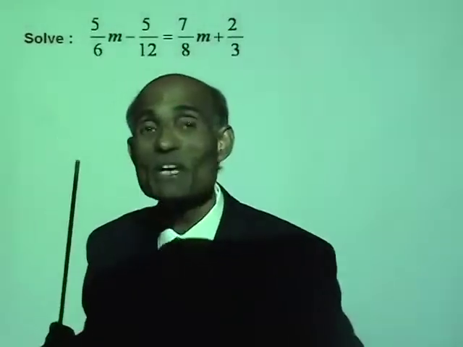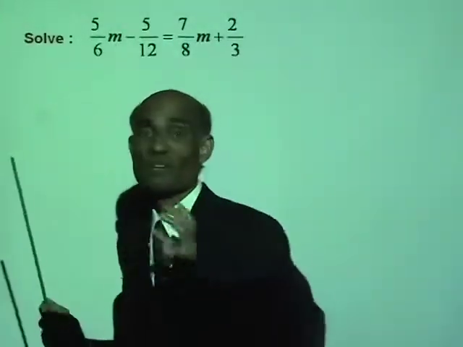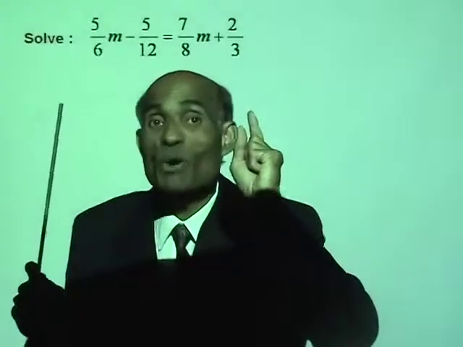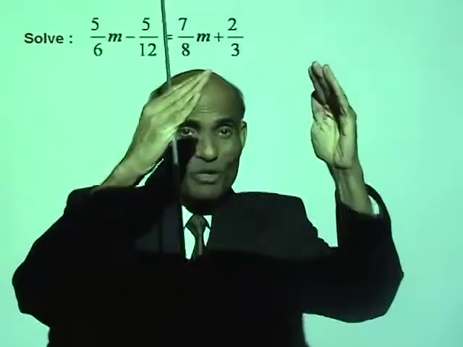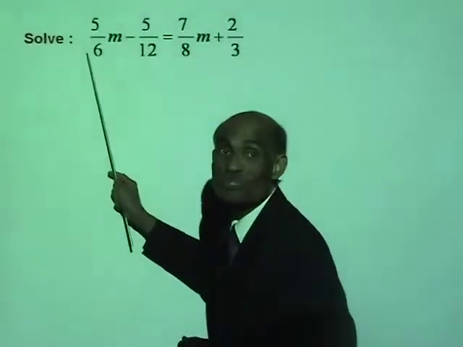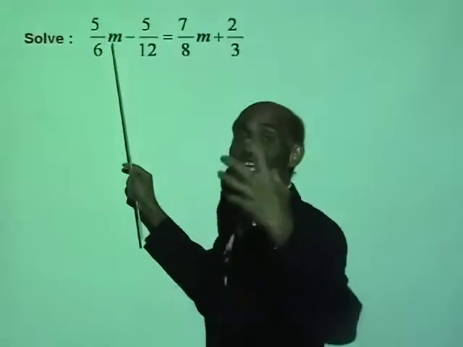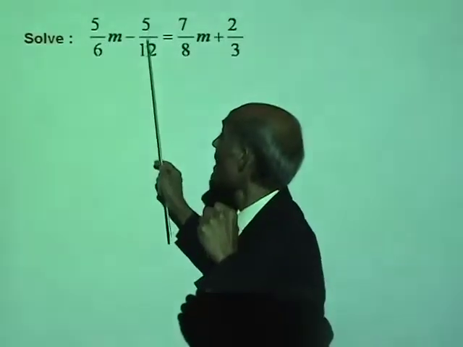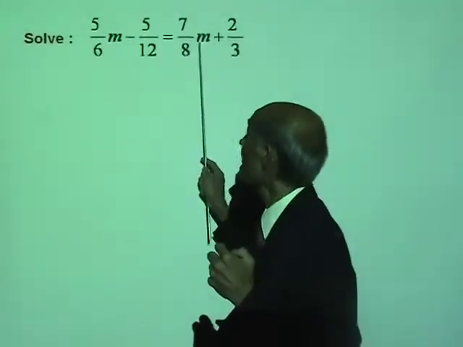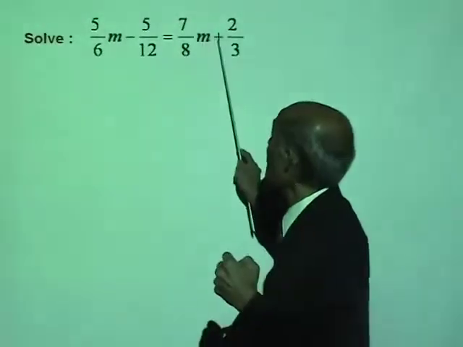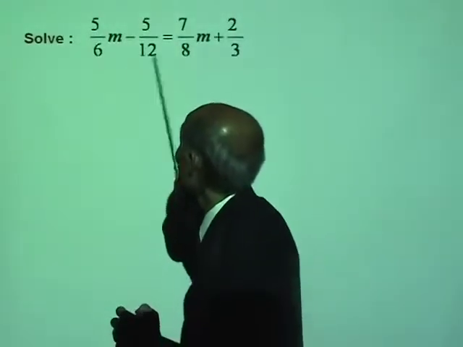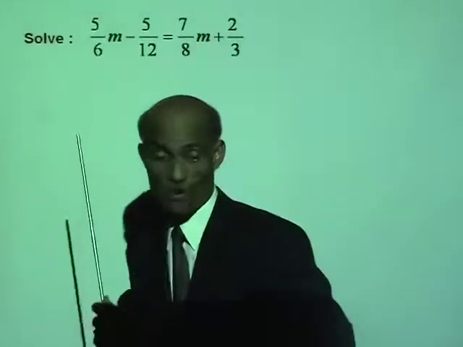Now tell me, how many terms are there on the left? In the previous problems, on the left and on the right we had only one term because the quantities were in parentheses. But if you look here, on the left we have two terms. 5 over 6m is a single term. Minus 5 over 12 is another term. On the right, 7 over 8m is a single term. And plus 2/3 is another term. There are two terms on the left and two terms on the right.